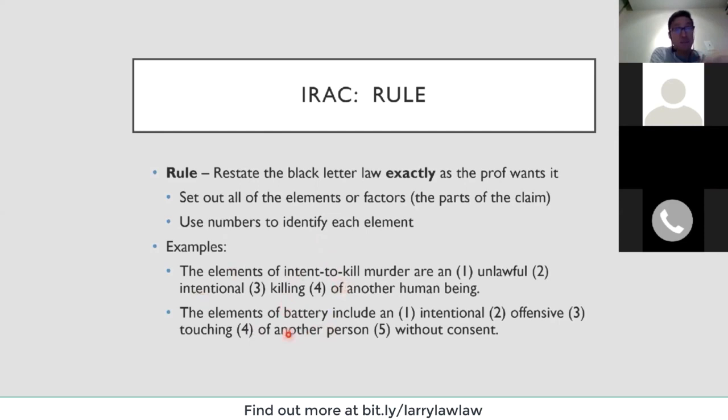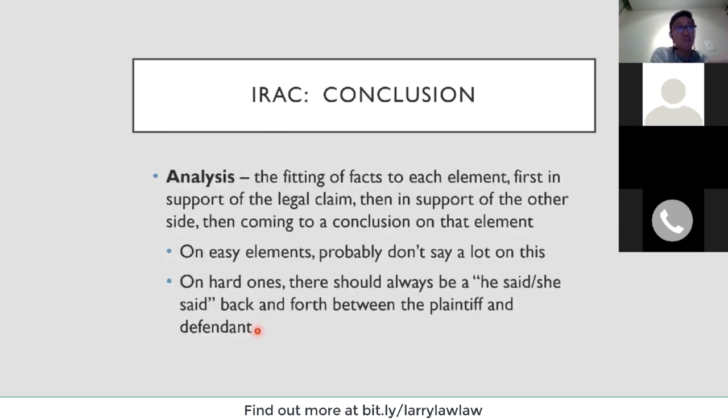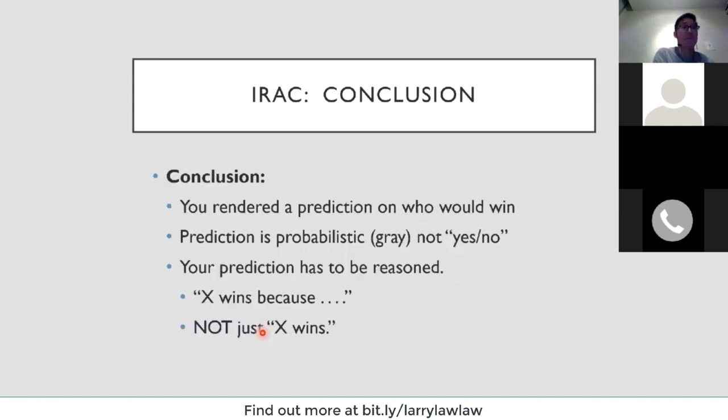These are examples. I don't want to belabor this. An analysis fits the facts to each element, first in support of the legal claim, then in support of the other side, then coming to a conclusion on that element. So on easy elements, you don't need to say a lot. On hard ones, I think there always needs to be an objective two-sided analysis, a he said, she said between the potential plaintiff and the defendant on that claim.